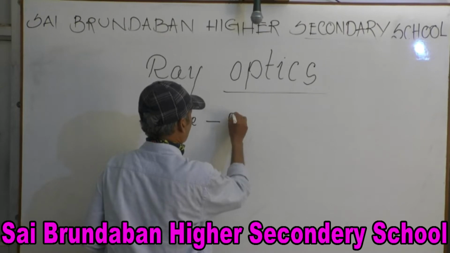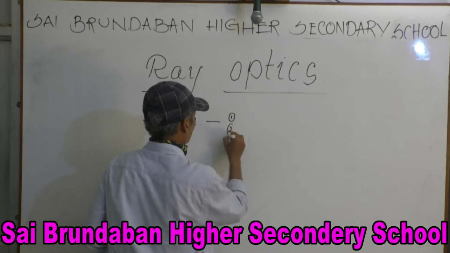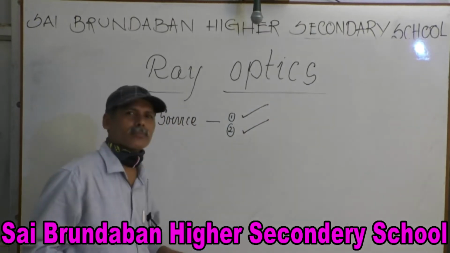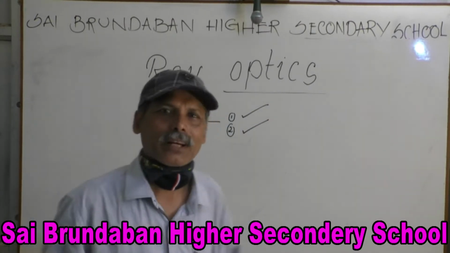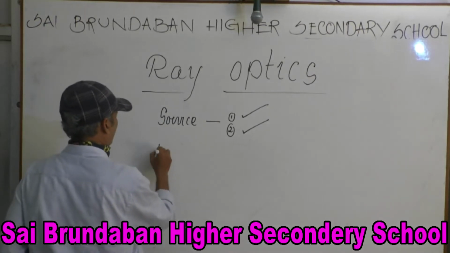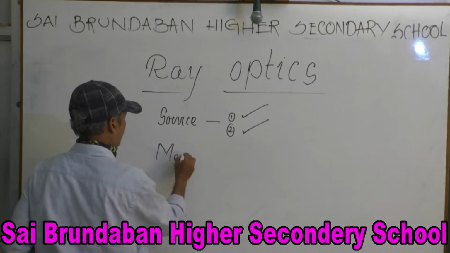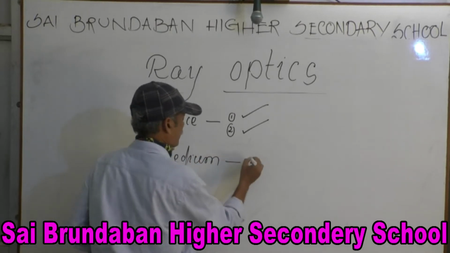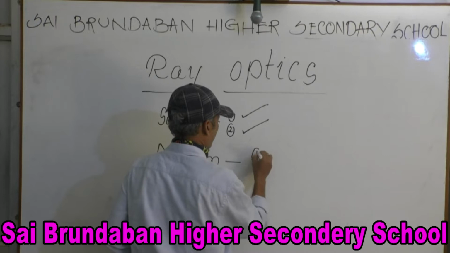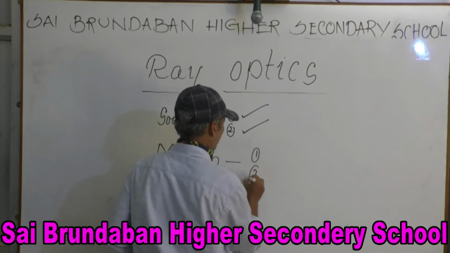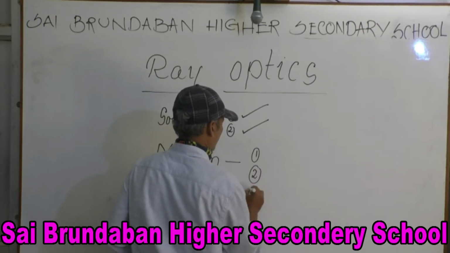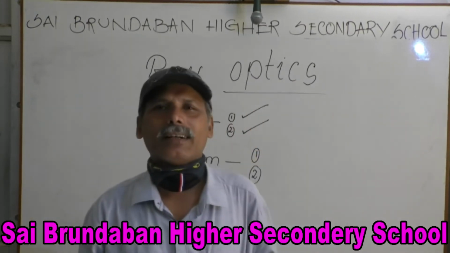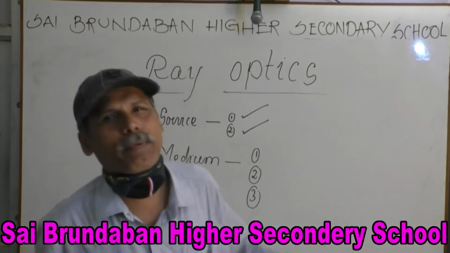One, two. Luminous, non-luminous. The next, medium. Transparent, translucent, opaque.